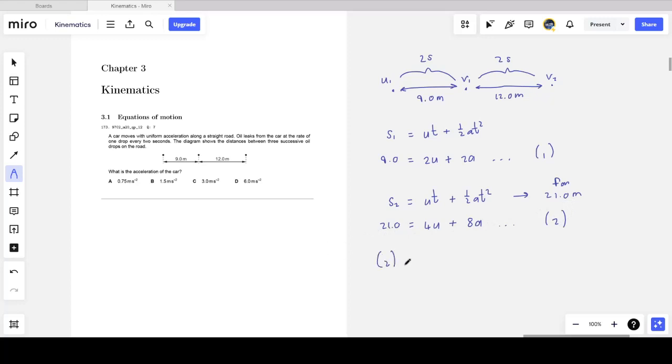So if I take equation 2 and I subtract twice equation 1, 2 times equation 1, then what I get will be, and you can do the mathematics to make sure that I'm correct, 3 is equal to 4a. So the uniform acceleration is 0.75 meters per square second. So this one corresponds to option A.